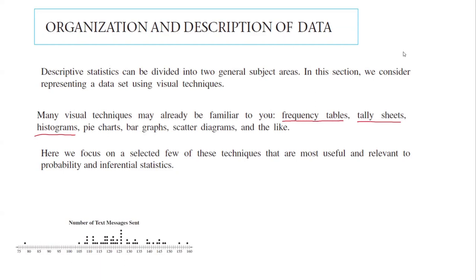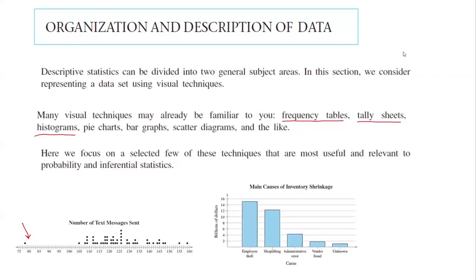A dot plot that helps you to identify the outlier, a bar chart for categorical data, a pie chart also nicely representing the data, and also a histogram. Later on, we're going to work with scatter plots and how to find the correlation between data.